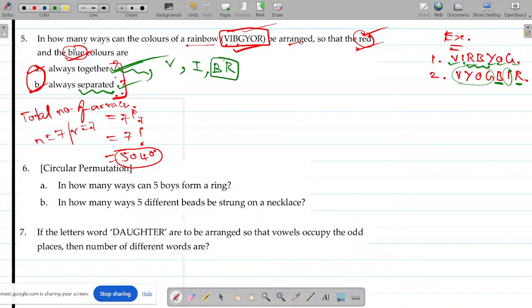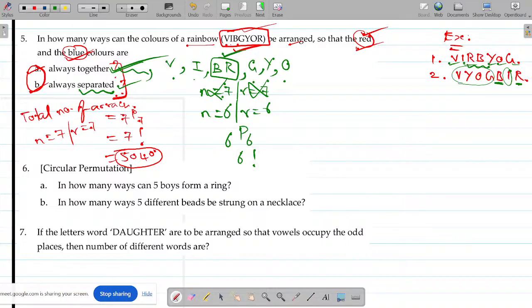Then what's the next color? Green. I'll take it as a separate place. Yellow, I take it as a separate place, and orange. So instead of taking n equal to 7 and r equal to 7 here, I will not take n equal to 7 and r equal to 7. How many different colors are here now? Different colors mean different cases because I have to combine these as together. So 1, 2, 3, 4, 5, 6. So n is equal to 6 and r is equal to 6. So obviously, in how many ways can I arrange it? 6P6, 6 factorial ways.